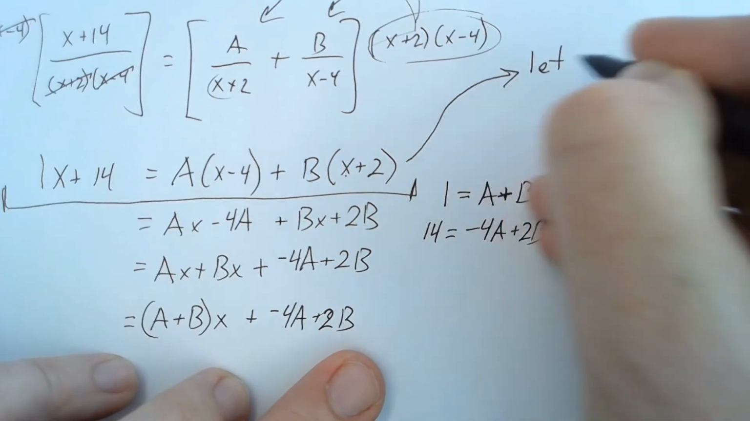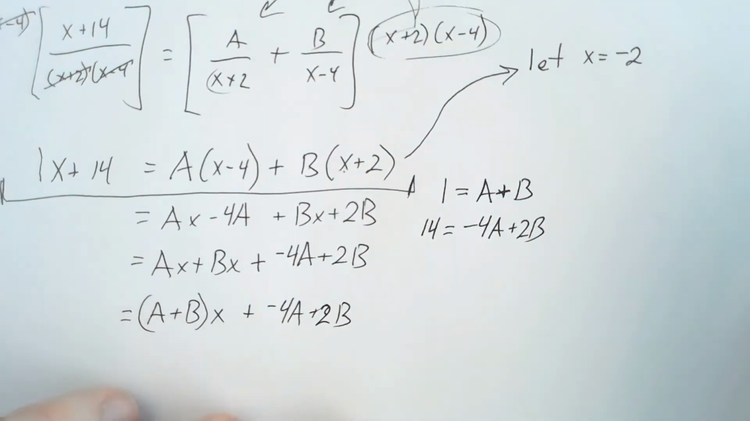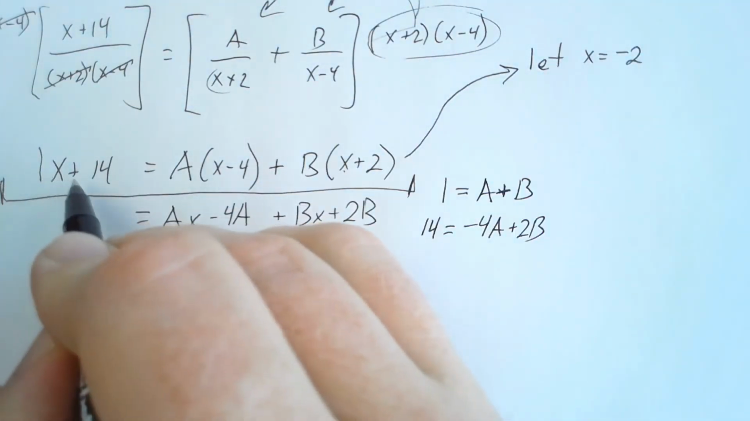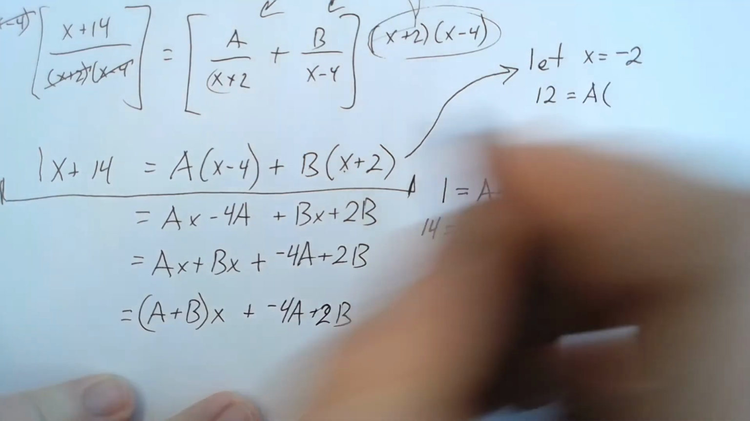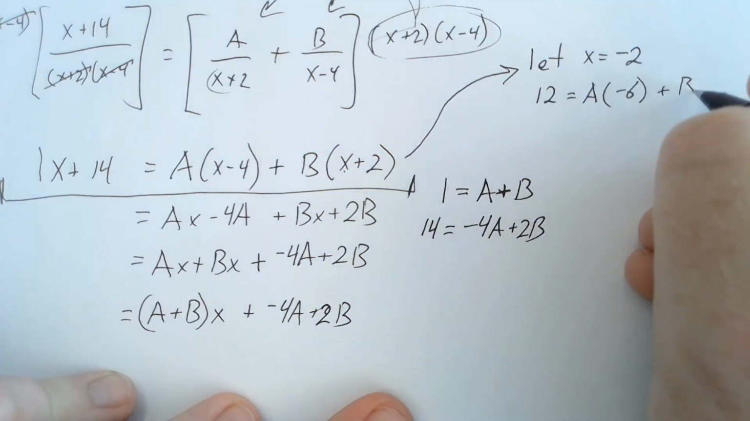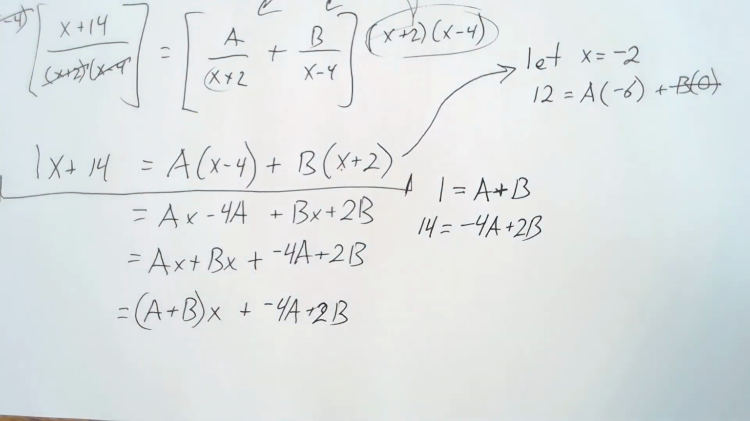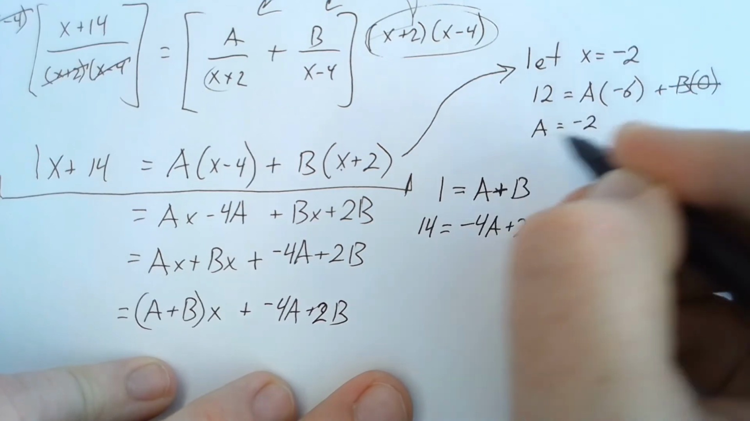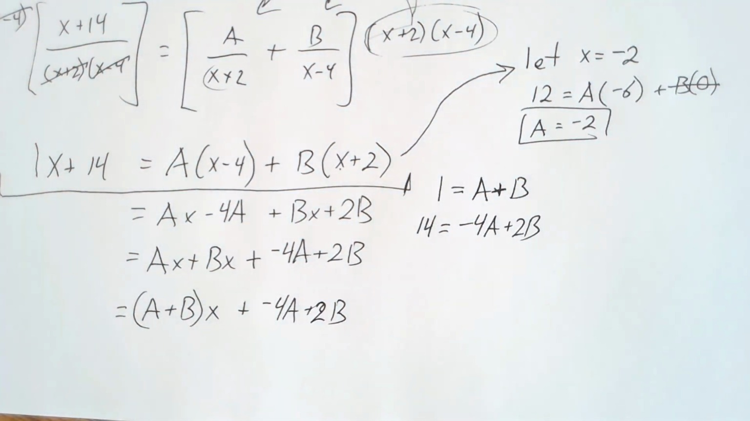So if I choose to let x equal, I don't know, negative 2, this entire equation will change to negative 2 plus 14, so 12, equals a times negative 2 minus 4, which is negative 6, plus b times 0, which conveniently cancels b out. So now I know what a is. If I divide by negative 6, a is negative 2. It's a coincidence that it worked out that way, that if I picked x equals negative 2, then a equals negative 2. But now I know what a is.